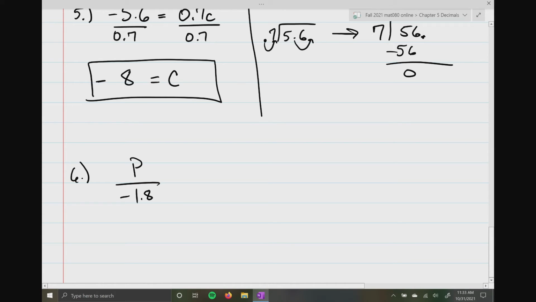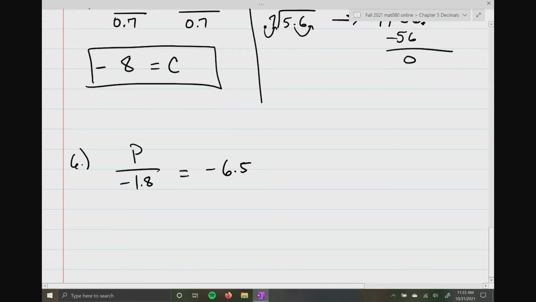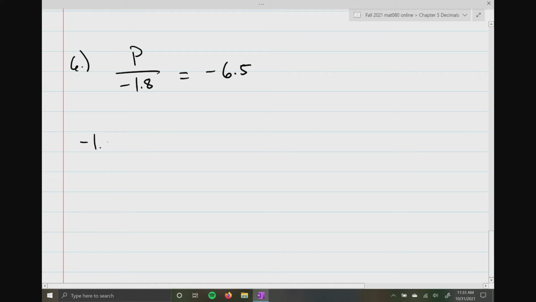So here we have P divided by negative 1.8 equals negative 6.5. Now, in this situation, since I'm dividing the variable by negative 1.8, I'm going to do the opposite operation to solve for P, which means I'm going to multiply both sides by negative 1.8. So, let me just show you how that's done.